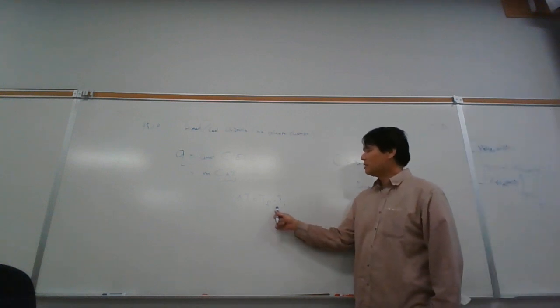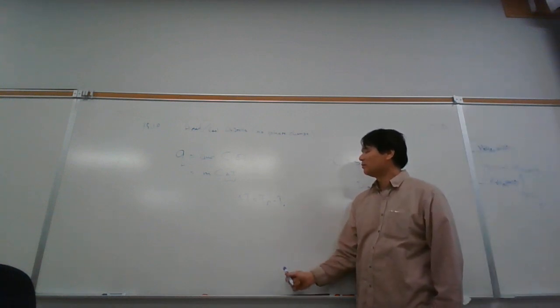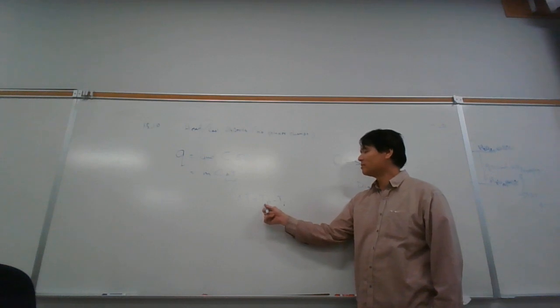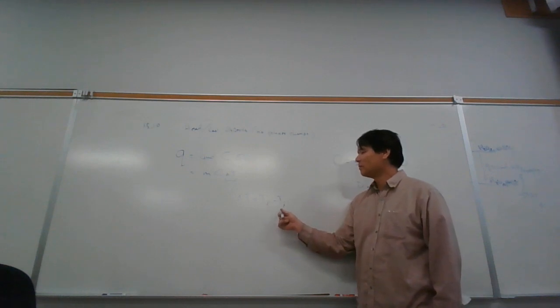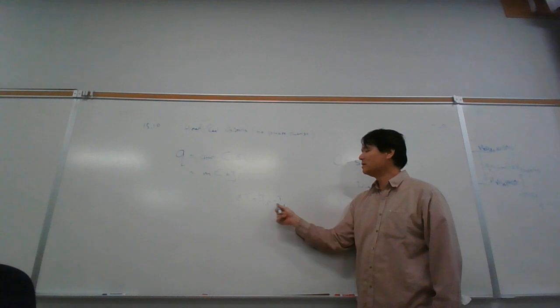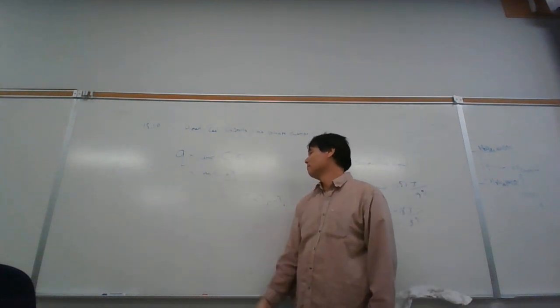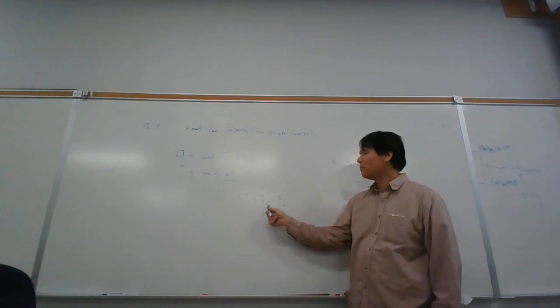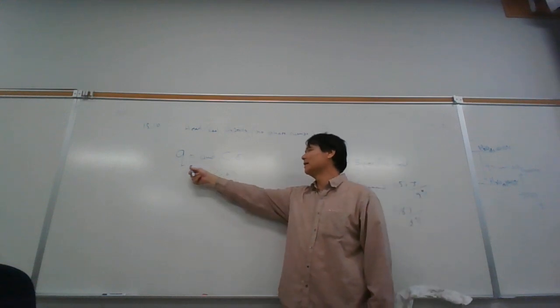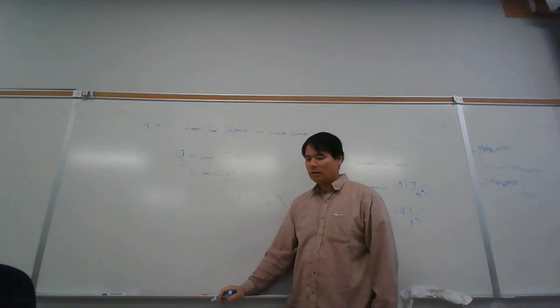If we're warming it up, T final is greater than T initial. If we're cooling it down, T final is smaller than T initial. So if we're cooling it down, delta T is going to come out negative, and that means we have to remove that heat. If we're warming it up, delta T comes out positive, and that means we have to add that amount of heat to do this.